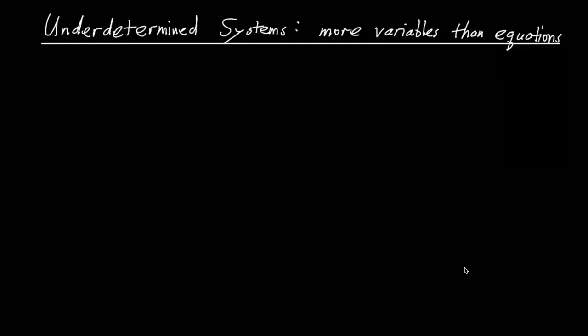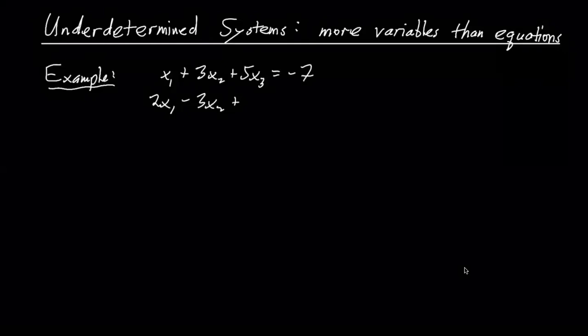Okay, what about this situation where we have more variables than equations? Let's do an example. Just a fairly simple example of this would be something like the following. I'm going to try to use the subscripts. x1 plus 3x2 plus 5x3 is minus 7, and 2x1 minus 3x2 plus x3 equals 4. So that's two equations, three variables.